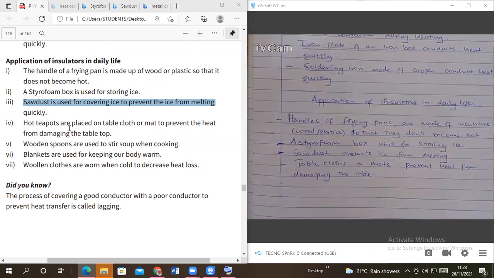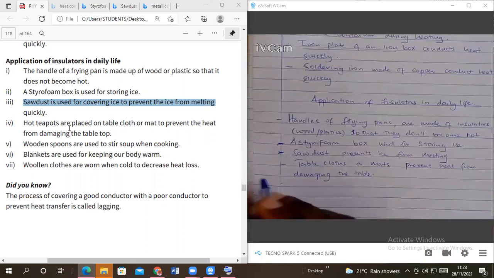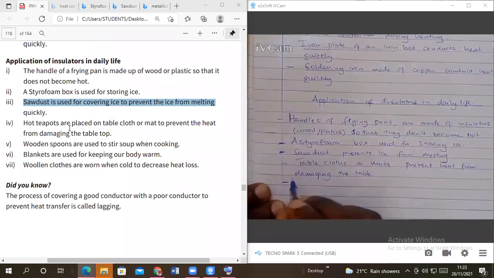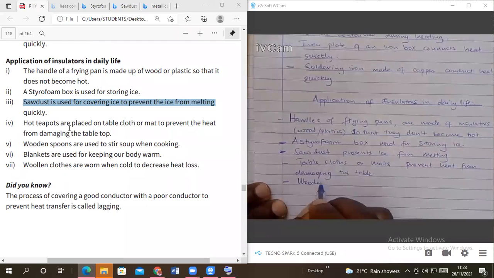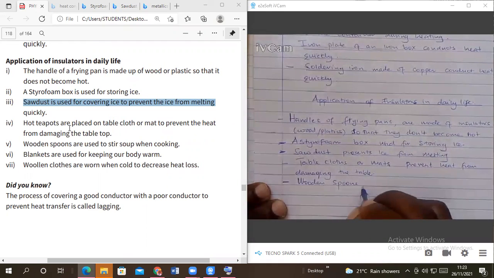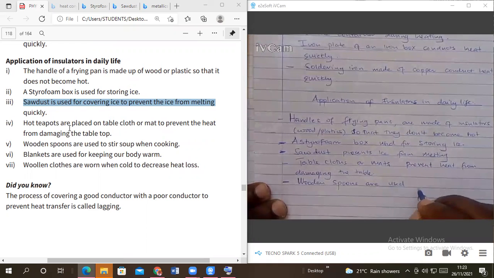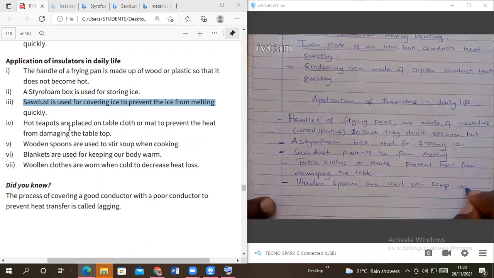The next one, wooden spoons and forks are used to stir soup when cooking. Bridget, you are the one who gave us this answer, isn't it? Yes. Seems these days you have learned how to cook soup.